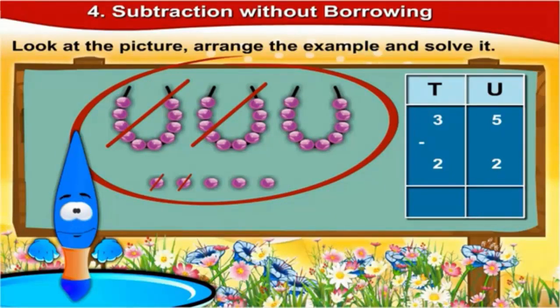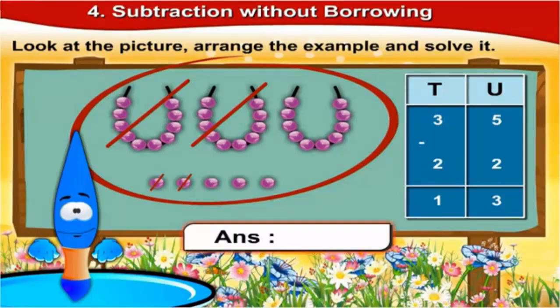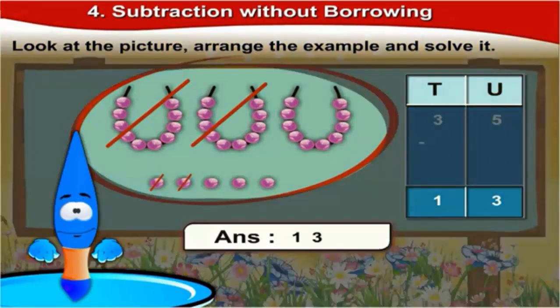If you notice the units place, 5 units minus 2 units is 3 units. Now, in the tens place, 3 tens minus 2 tens is equal to 1 ten, which means 1 ten and 3 units. That is 13.